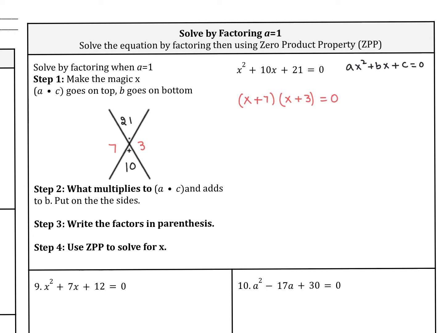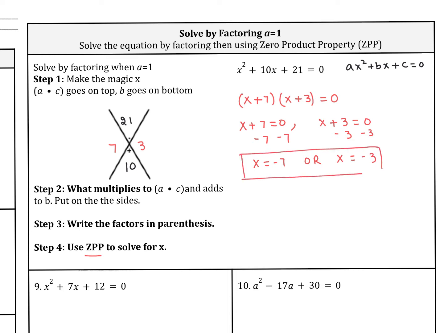Once we get the factors, now we're going to apply the zero product property. In a shorter form, we say ZPP, zero product property. You put them equal to 0, one by one, and then you're going to solve for x. So subtract 7 on both sides. You get x equals negative 7 or x equals negative 3. So the answer for x is x equals negative 7 or x equals negative 3.